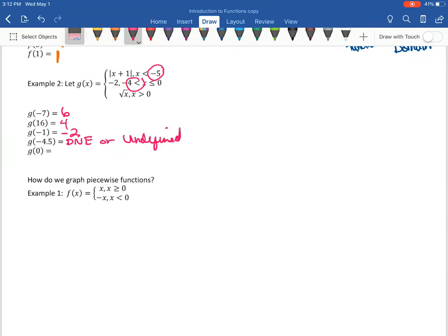Now, g of 0, that would fall on the second interval as well. If you notice, I have an interval that falls between -4 and 0, including 0. That's the second interval. The third interval is anything greater than 0. Now, the second interval is the interval that includes the value of 0. So we're just going to use the constant function -2.